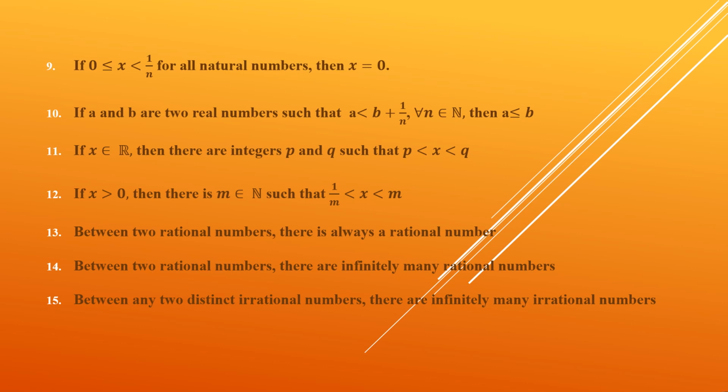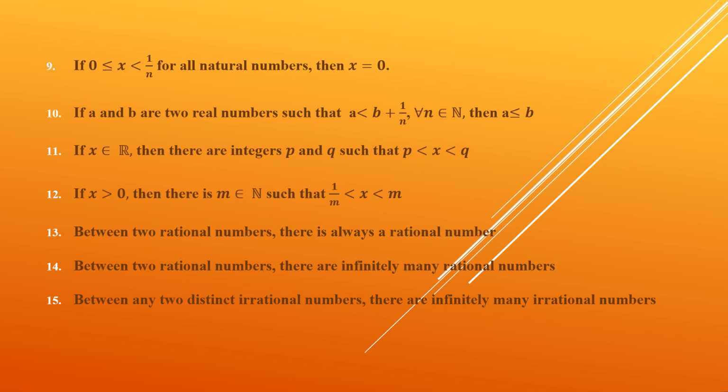If a and b are two real numbers such that a is less than b plus 1 by n for all n belonging to N, then a must be less than or equal to b. If x is a real number, then there are integers p and q such that x lies between p and q. If x is a positive real number, then there is a natural number m such that x lies between 1 by m and m.